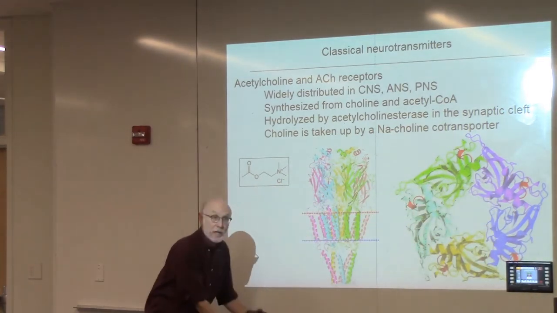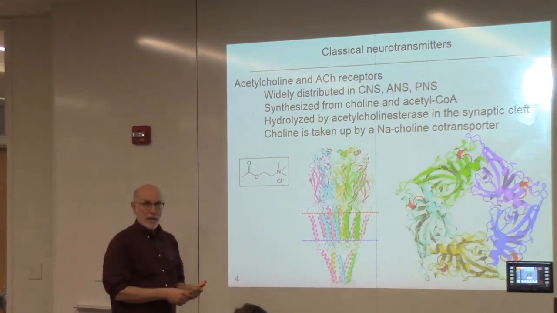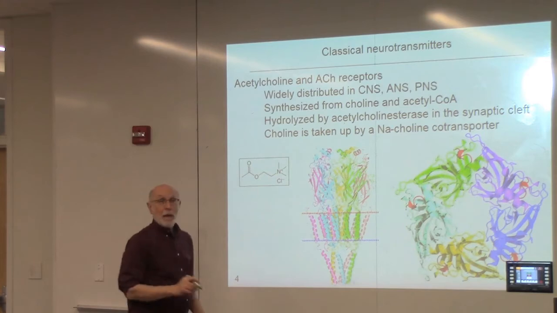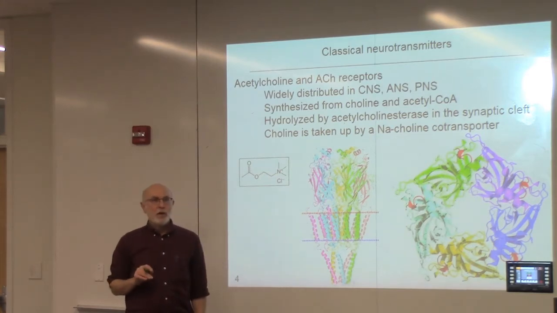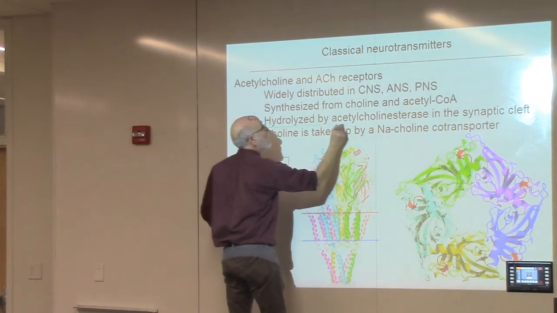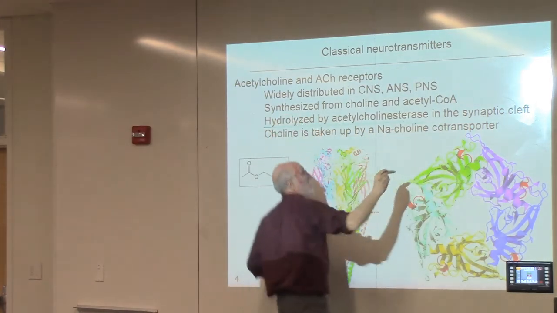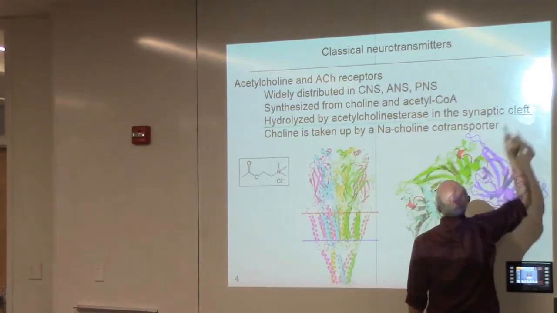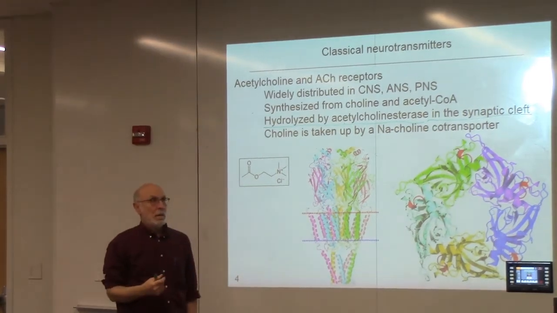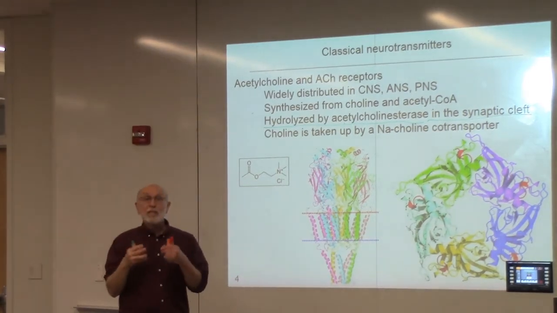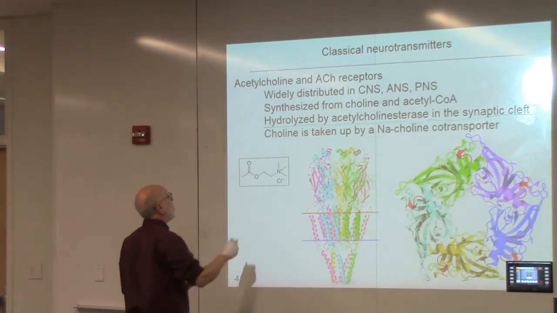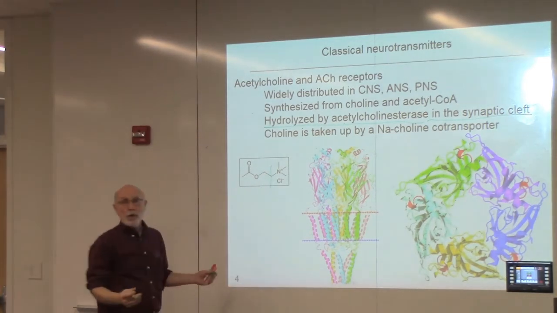One thing that I do want you to know about acetylcholinergic neurotransmission is that, unlike most of the other neurotransmitters that we talk about, acetylcholine is hydrolyzed by an enzyme in the synaptic cleft. So its removal has an extra step from other things. It is hydrolyzed, it's broken down into acetate and choline.